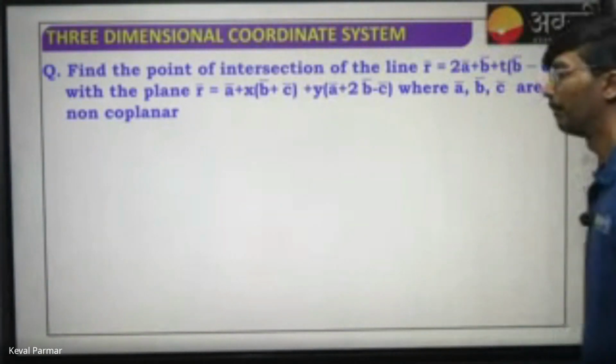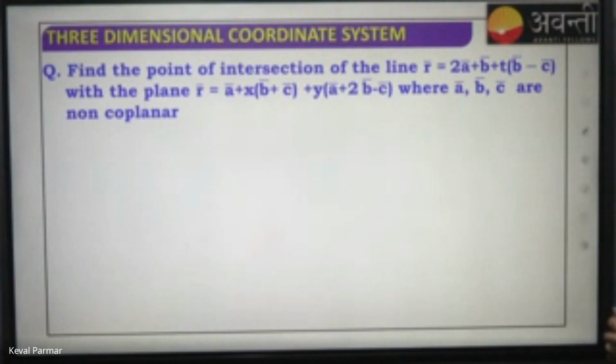Find the point of intersection of the line. This is the line with the plane, where A vector, B vector, and C vector are non-coplanar.